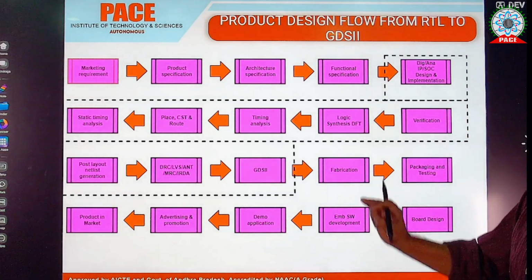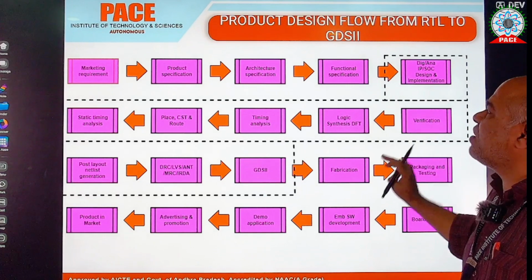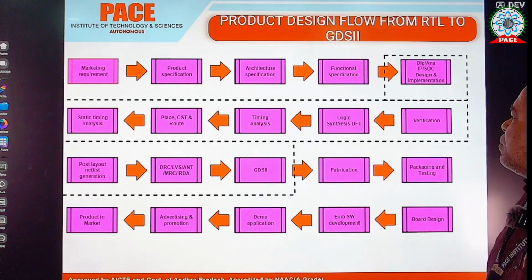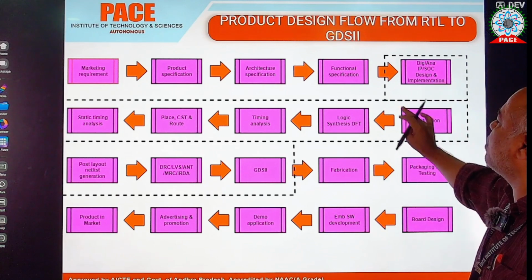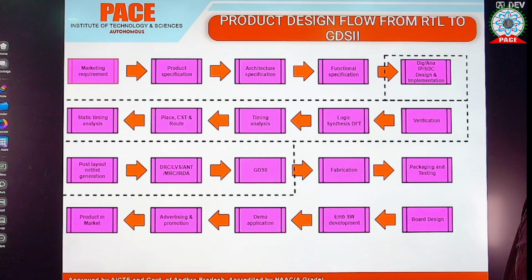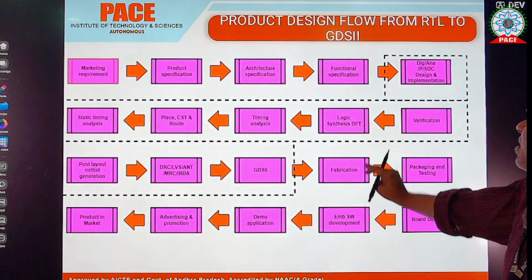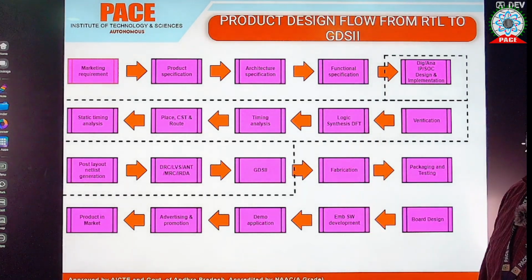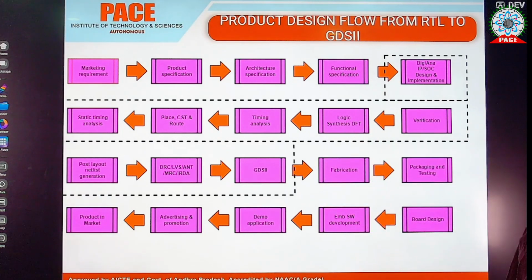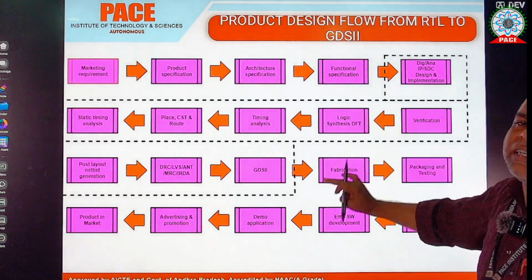After verification, go to the next block, logic synthesis and DFT. Logic synthesis converts the RTL to a netlist, and DFT stands for design for testability. Then after that we can test the vectors, and you can aid testing by using ATPG. ATPG stands for automatic test pattern generation.